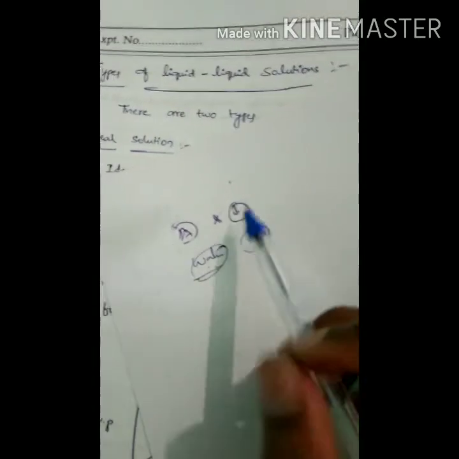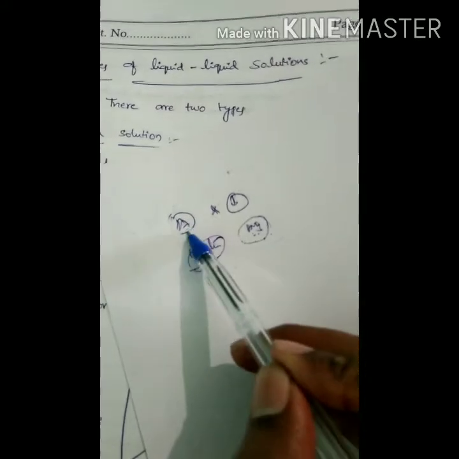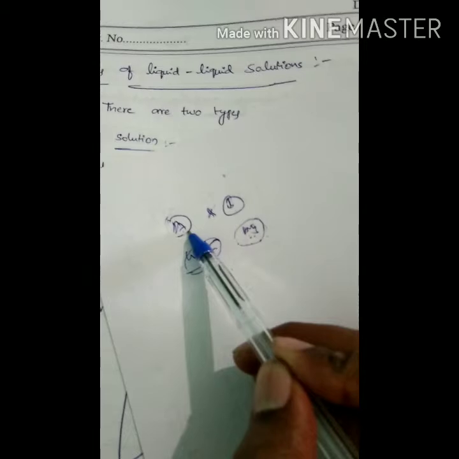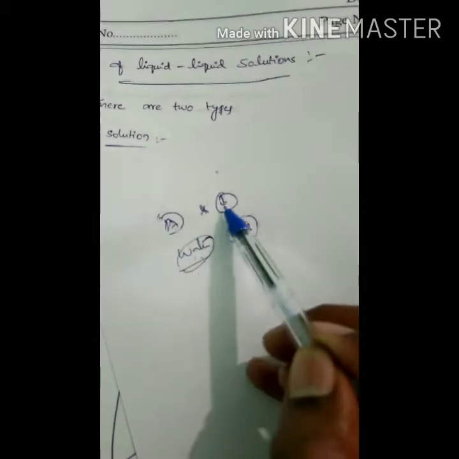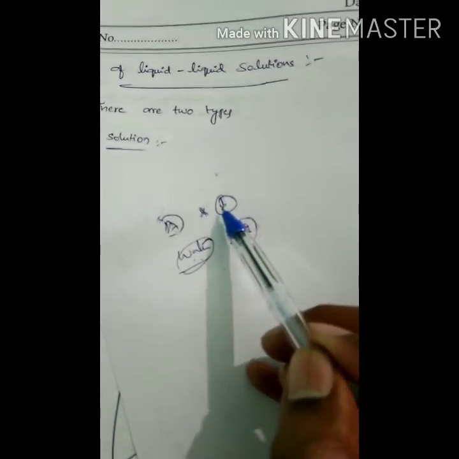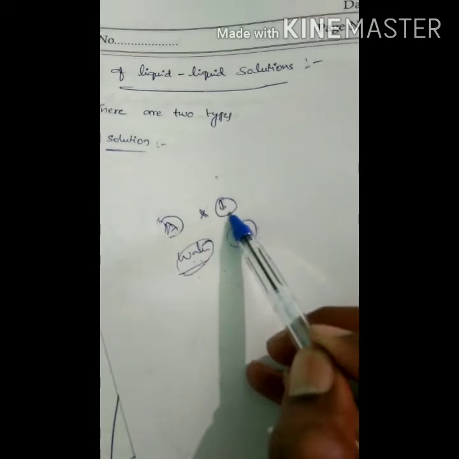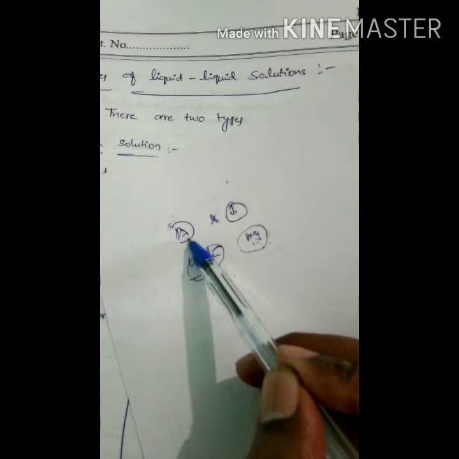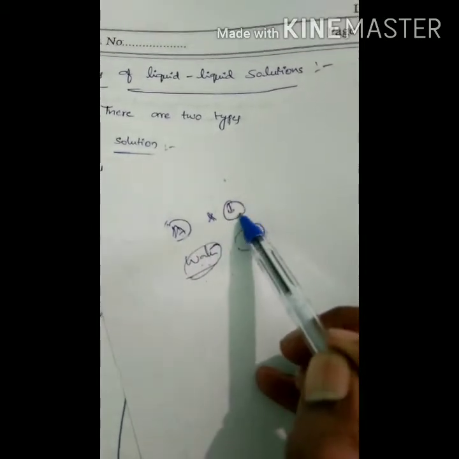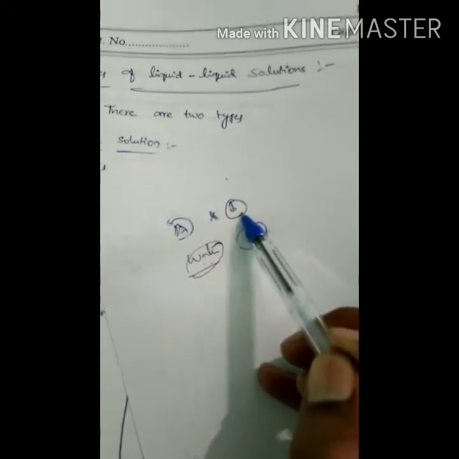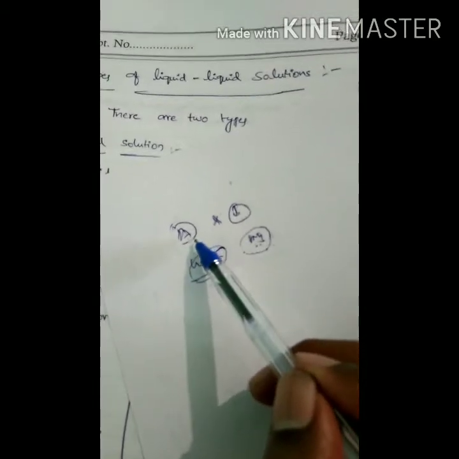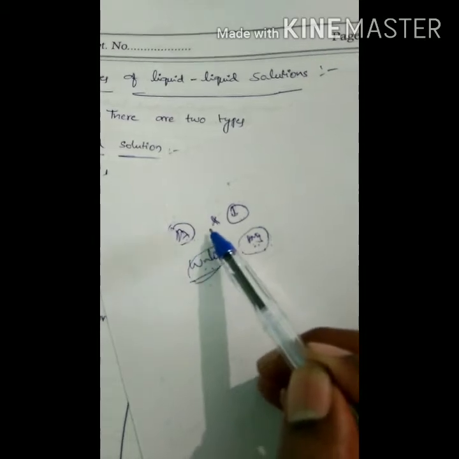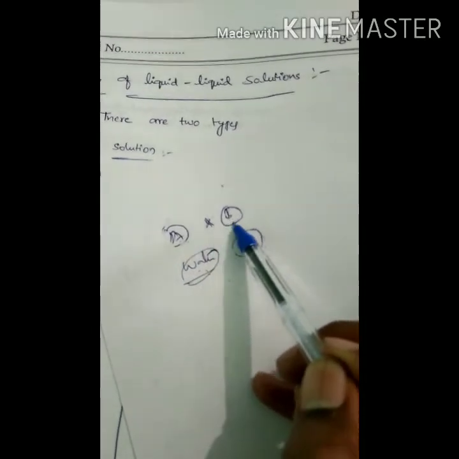I repeat once again. I take two liquids, one is A and another one is B. In liquid A there are so many A molecules, and in liquid B there are so many B molecules. Between A molecules attraction forces exist, and between B molecules attraction forces exist. Here the point is that the attraction forces in A molecules are equal to the attraction forces present in B molecules.